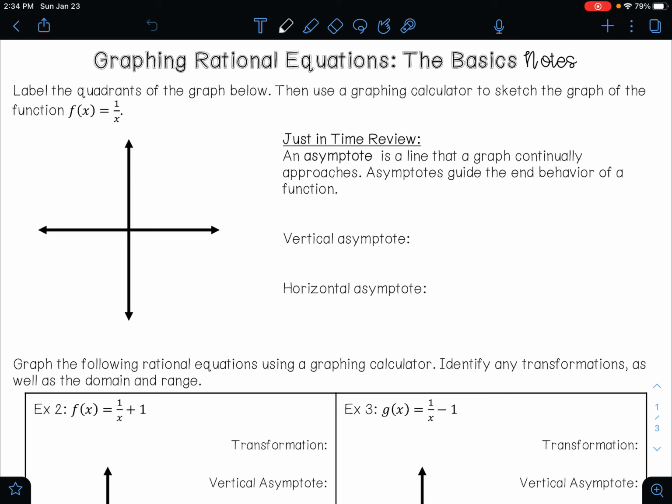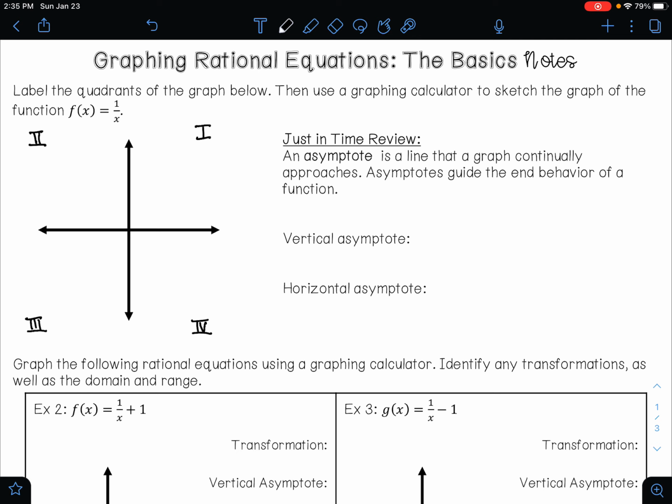In this video, we are going to learn how to graph rational equations. Label the quadrants of the graph below. So you'll recall that this is quadrant 1, quadrant 2, quadrant 3, and quadrant 4. Then, use a graphing calculator to sketch the graph of the function f of x equals 1 over x.